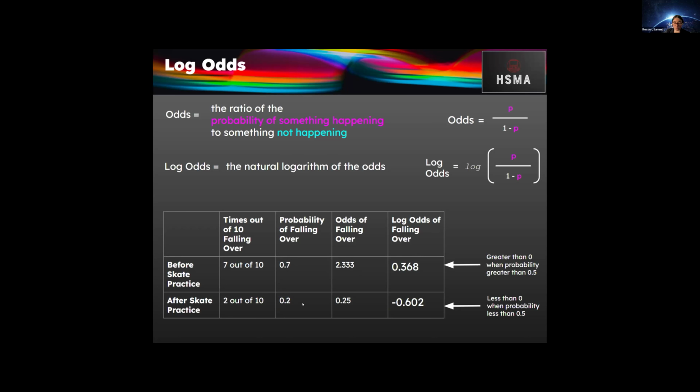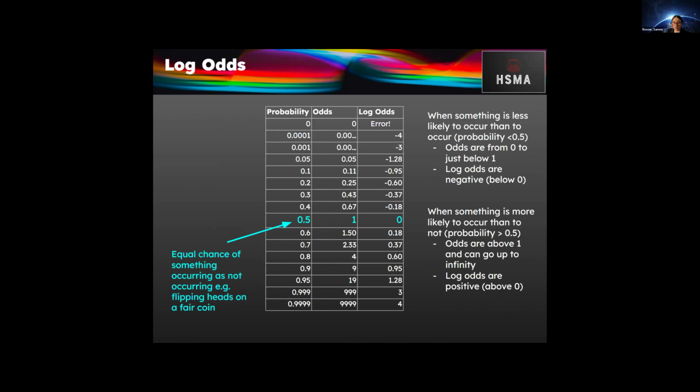After skate practice, the probability of me falling over was 0.2. I only fell over 2 times out of 10. The odds of me falling over are now 0.25. Worth noting that's less than 1. And the log odds of me falling over when I've done this transformation is less than 1. Or less than 0 even, sorry, it's a negative number.